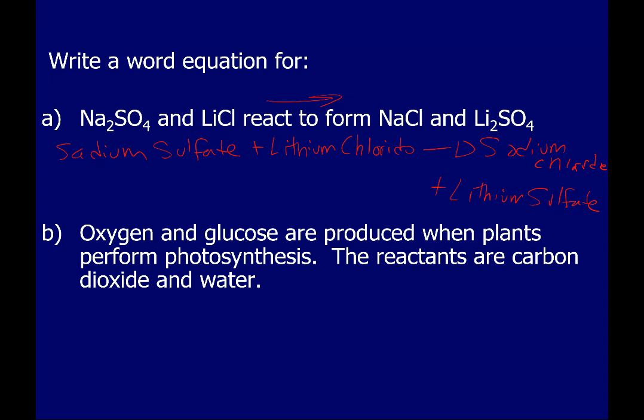Now, the next one's a little tricky. It says oxygen and glucose are produced when plants perform photosynthesis. The reactants are carbon dioxide and water. So what goes on the left? The reactants go on the left. So it's carbon dioxide and water. I'm just trying to make sure I have enough space. Usually you write them on the same line, arrow. And we're going to put oxygen and glucose.